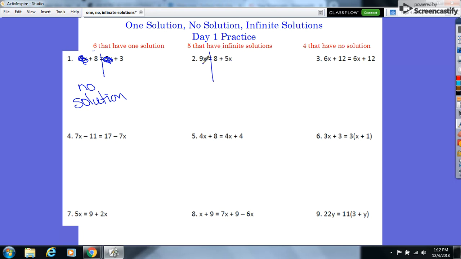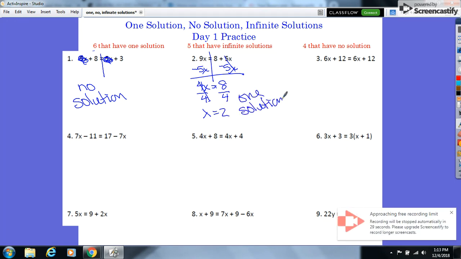Look at number 2. If I go to solve it, make a comparison. 9x is here, 5x is here. Yep, I can take 5x's off both sides. I'm left with 4x equals 8. Divide by 4. X equals 2. That means this has one solution. And then finally, look here, 6x plus 12, 6x plus 12. We got twins. That means this is infinite.